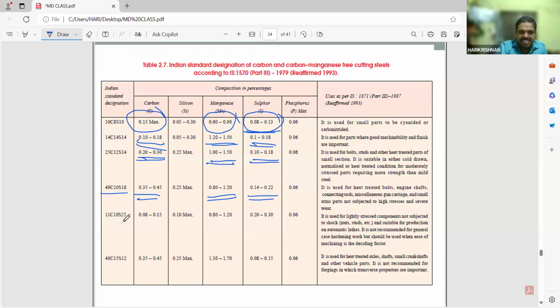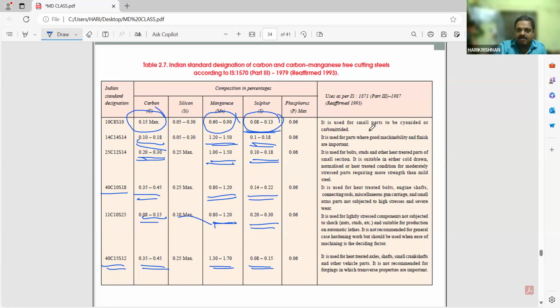Similarly, 11C10S25 means 0.08 to 0.15 is the carbon content, 0.8 to 1.20 is the manganese content, and 0.2 to 0.3 is the sulfur content. Similarly, 40C15S12 means 0.35 to 0.45 is the carbon content, 1.3 to 1.7 is the manganese content. Similarly, 0.08 to 0.15 is the sulfur content.